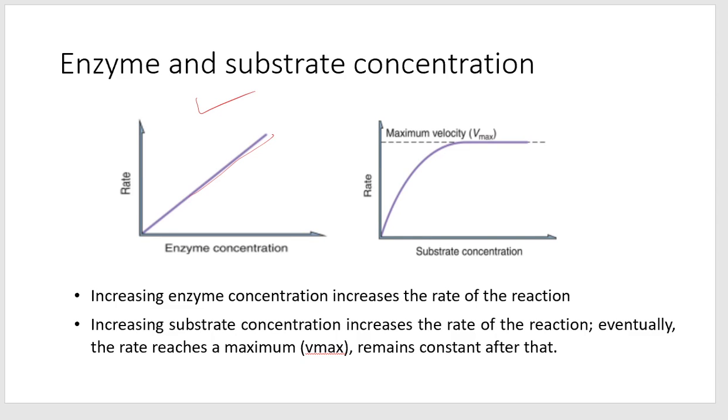On the other hand, the concentration of substrate also affects the rate of reaction. Increasing substrate concentration increases the rate of reaction, but eventually the rate reaches a maximum level, Vmax, and remains constant after that. The maximum rate is reached when the enzyme is saturated with substrate and cannot react any faster under those conditions.